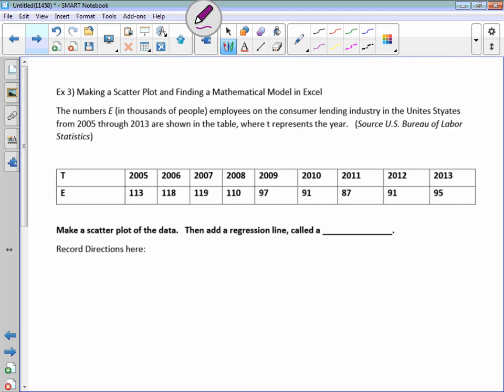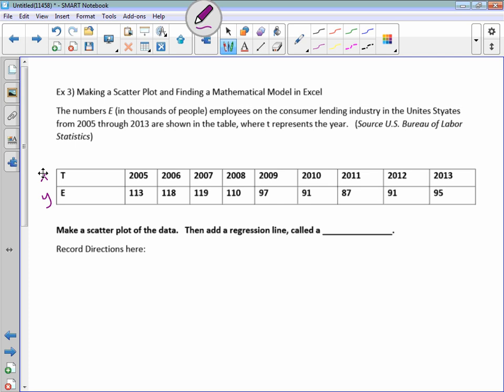All right, so again, we have some data here. We've got the number E, in thousands of people, as employees in the consumer lending industry. And then our years, 2005 to 2013. Okay, so T is the year. That again is going to be our X value. E is going to be employees. That's your Y.